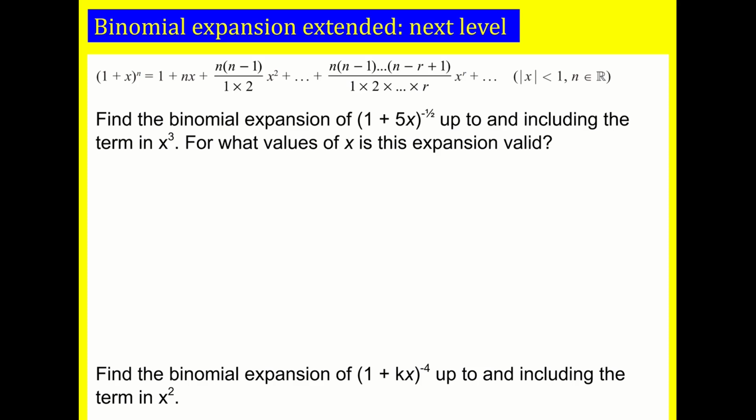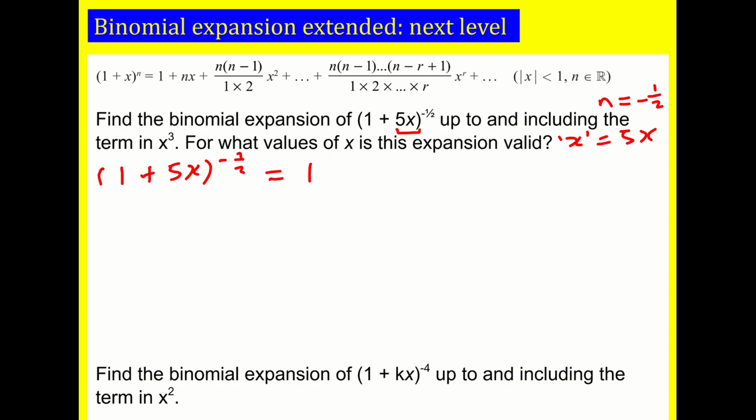Right, I'm going to talk through the first one. So for the first one, the little x in my formula is actually going to be 5x, because in my expansion that's what I have. And then n is going to equal minus a half. So I can write down that 1 plus 5x to the minus a half is going to equal, and all I'm going to do now is apply this formula.